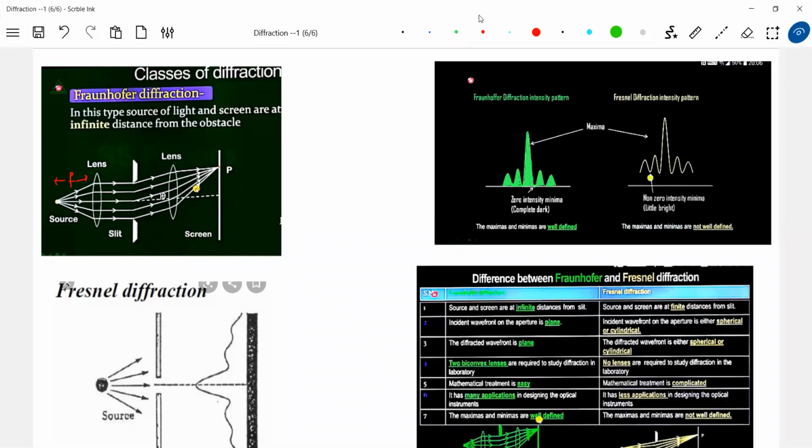What is the source? The source is almost at infinity with respect to the slit. The rays are incident parallel, so it is almost like a source at infinity. And after refraction, they are parallel, so they are almost incident on the screen parallelly. So the source is at infinity and the screen is at infinity. Infinity in the sense that the rays are incident parallel. After refraction, they'll merge at a point.